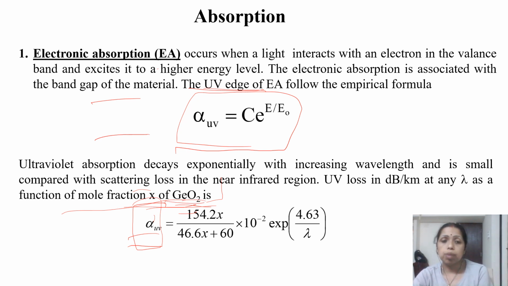Okay, so if the light propagating through the fiber is absorbed by the band gap of the germanium oxide, absorption may happen, and then attenuation can be produced. This attenuation can be calculated using this formula: 154.2 x, 466 x plus 60. Here x is the molar fraction of the germanium oxide, and lambda is the wavelength of the light propagating through the fiber. This loss is called UV loss, the UV attenuation.